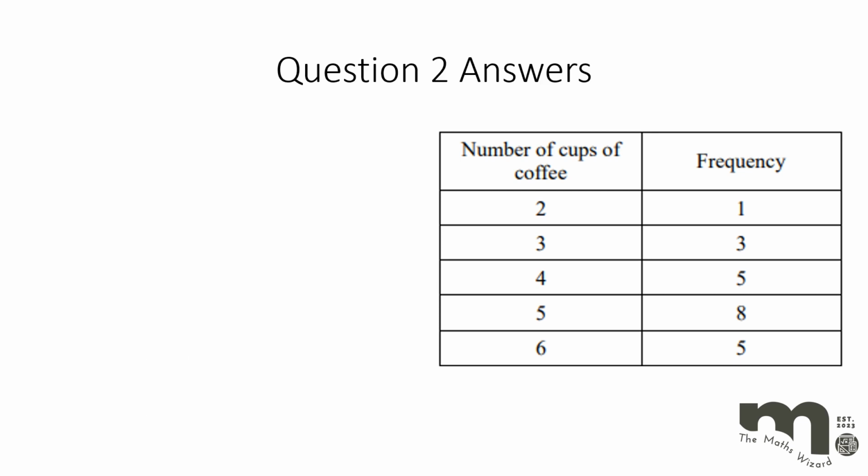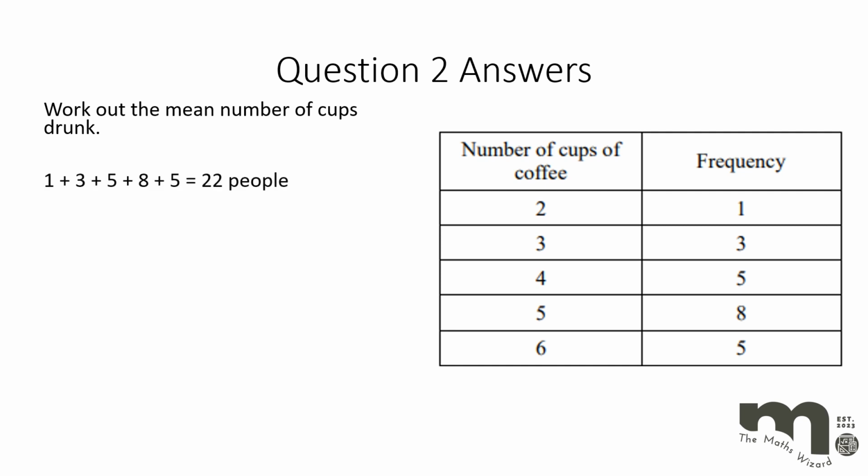Okay, let's take a look at this then. First of all, we're working out the mean number of cups of coffee drunk. If we add up the frequency, we've got 22, so there are 22 people that have been surveyed. Then we've got to do the cups of coffee times the frequency for each row.